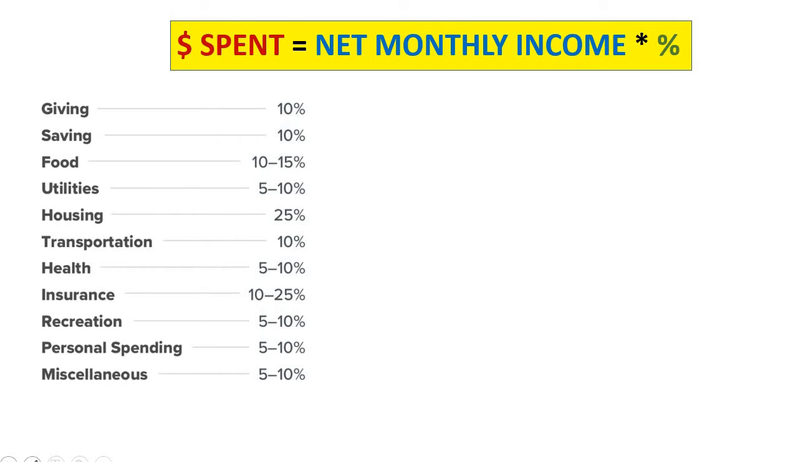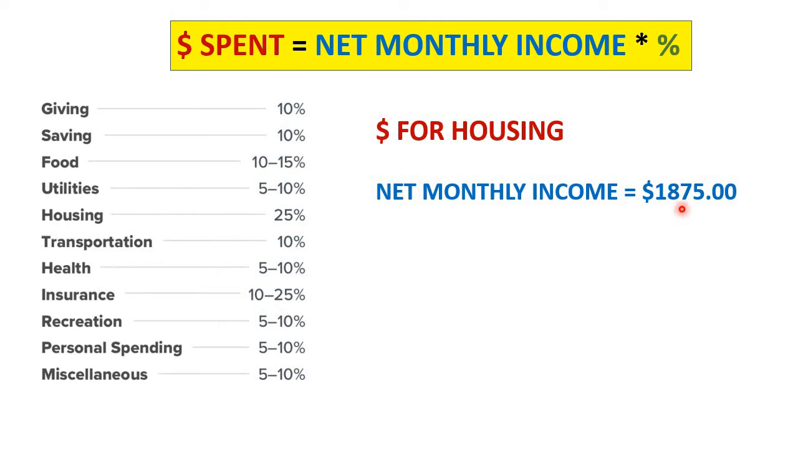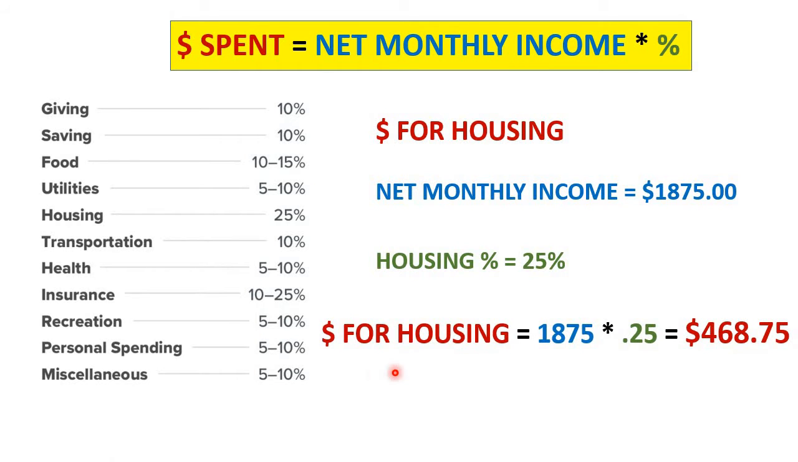So let's look at an example real quickly. Housing. So we're looking at how much should we budget for housing. Okay, if the net monthly income is this, so you'll need to have that information to start. Housing, we're going to just go to the list here, and it's 25%. So I find that 25%. Now I'm just going to use this formula and say this is what I want to set aside as a maximum for housing for the month. And so I did that.